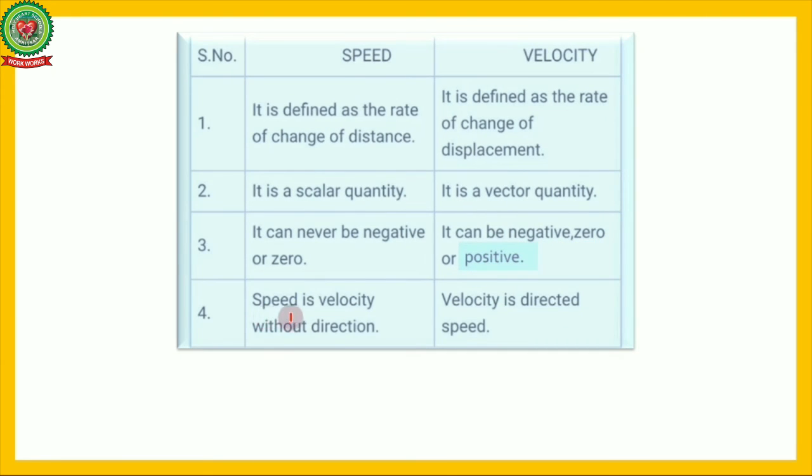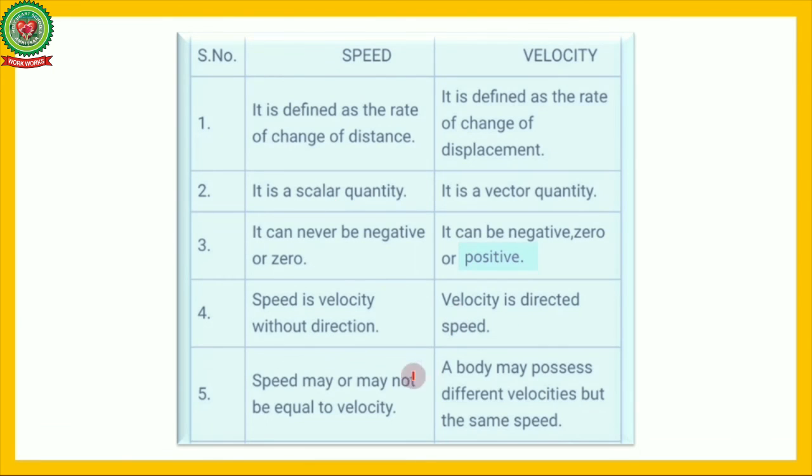The next point says speed is velocity without direction. So basically speed is also velocity but without direction, since it is a scalar quantity, whereas velocity is directed speed. If we give direction to speed, it becomes velocity. The next point says speed may or may not be equal to velocity. A body may possess different velocities but the same speed. So this is the difference between speed and velocity.